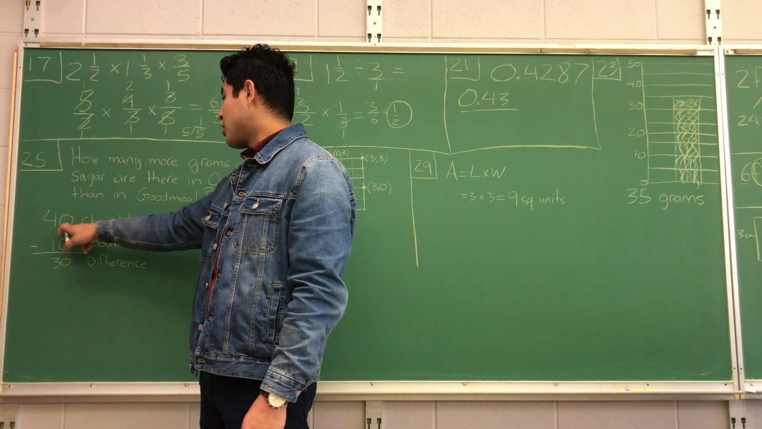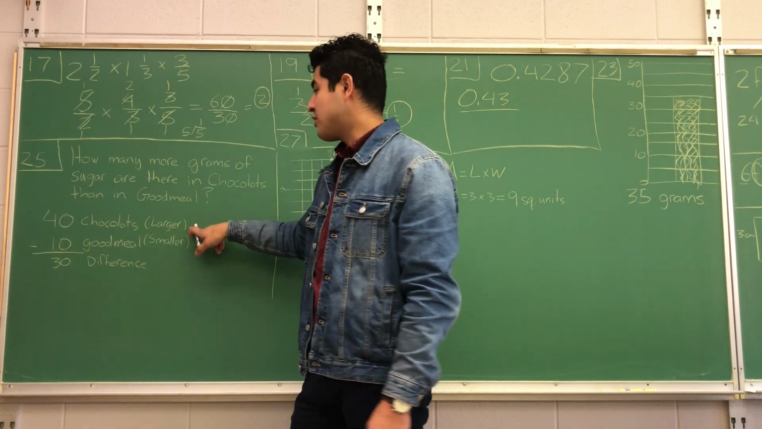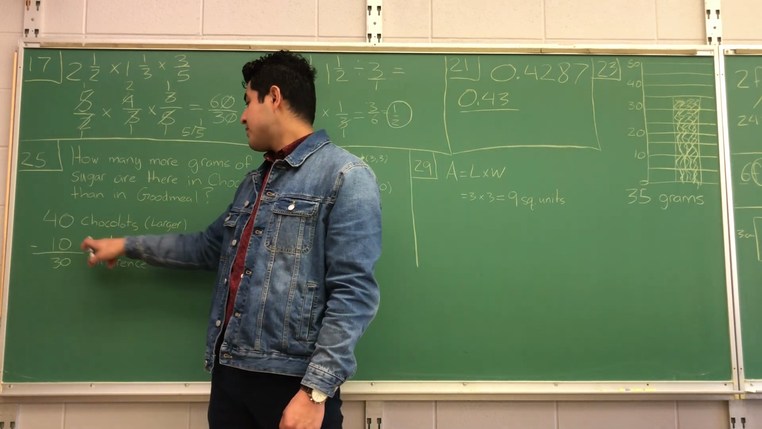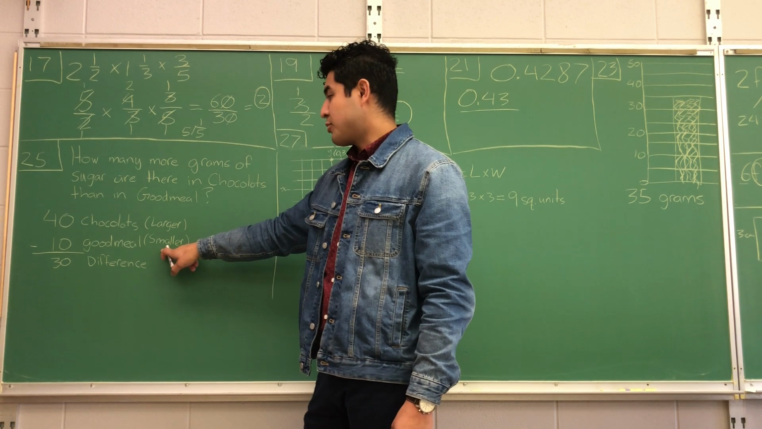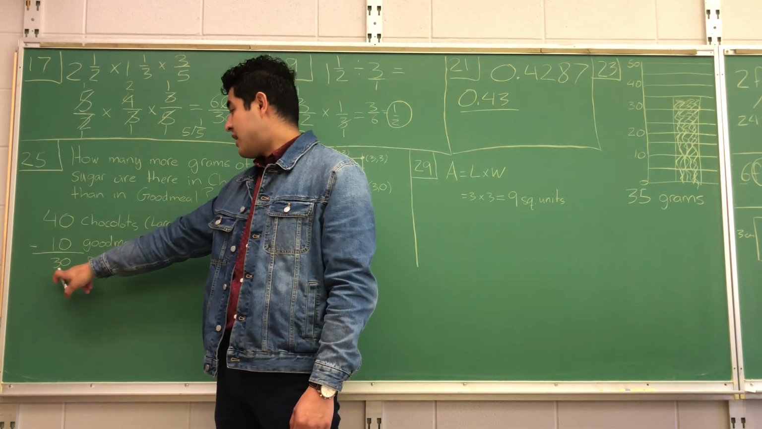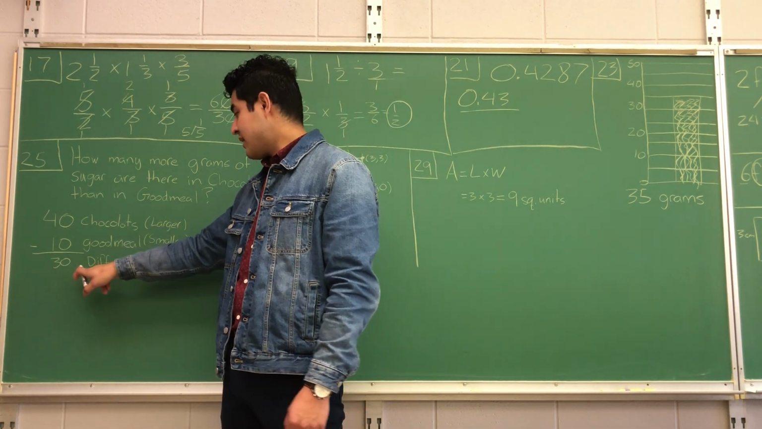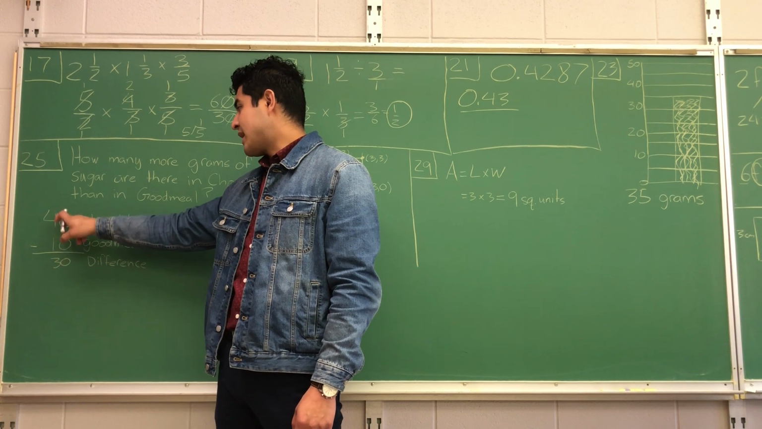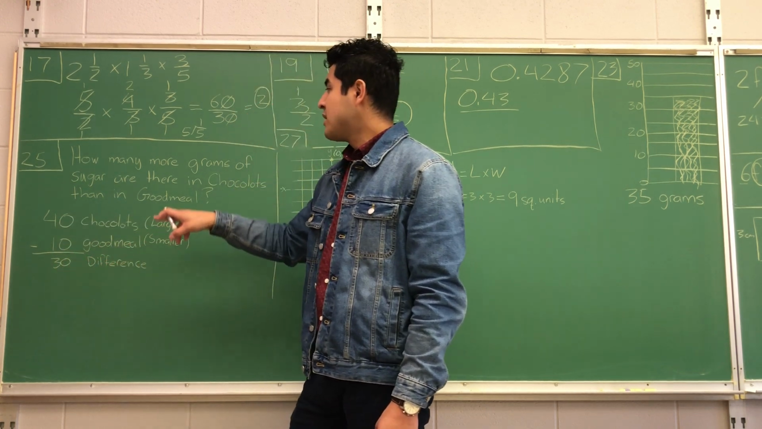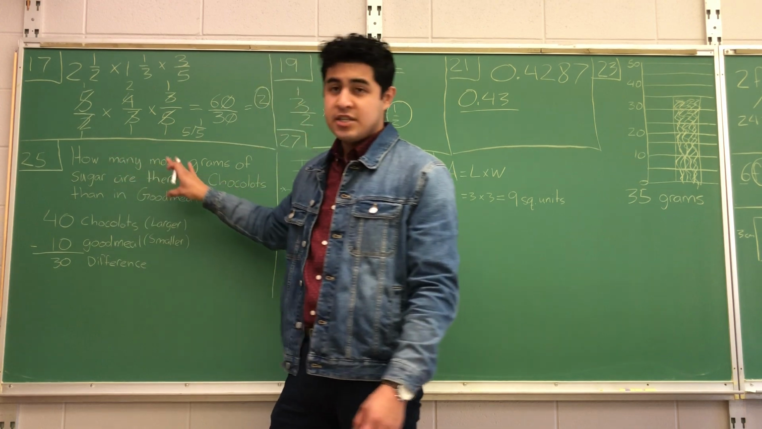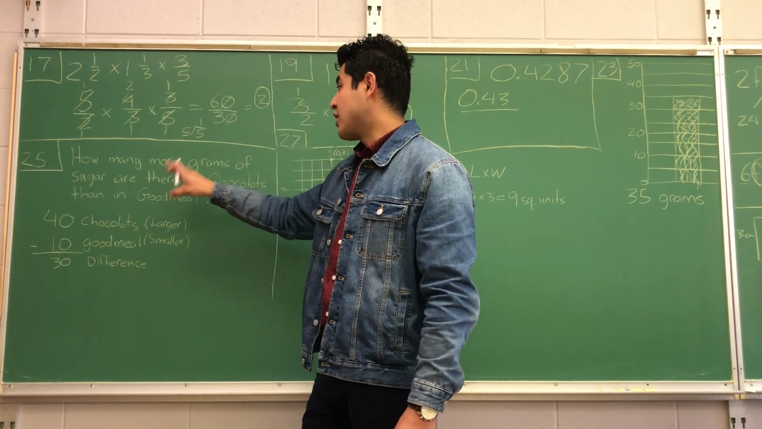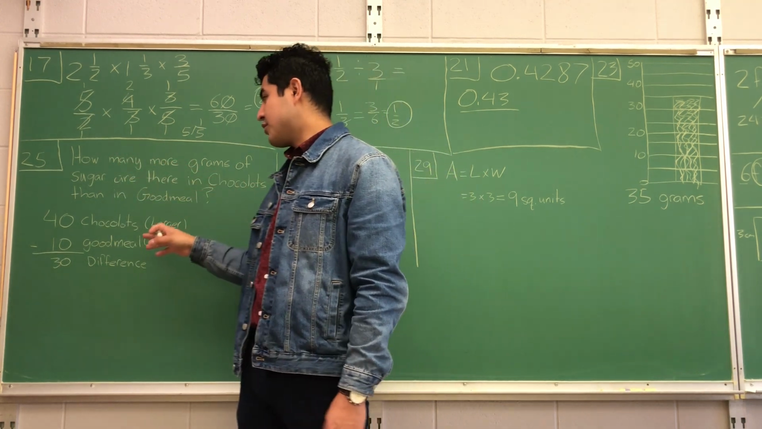So how many more grams of sugar are there in chocolates, okay, than in good meal? So chocolates, there are 40 grams of sugar. This represents my larger. In good meal, there are 10 grams of sugar. This represents my smaller. And the difference, okay, is represented by working it out. So 40 minus 10 is 30. So the answer to my question that I set up would be 30 grams. There are 30 more grams in chocolates than good meal, okay?